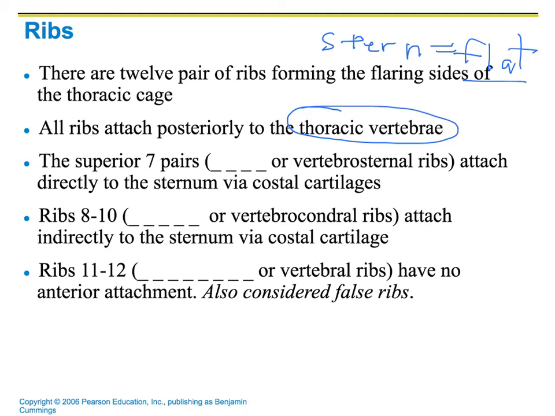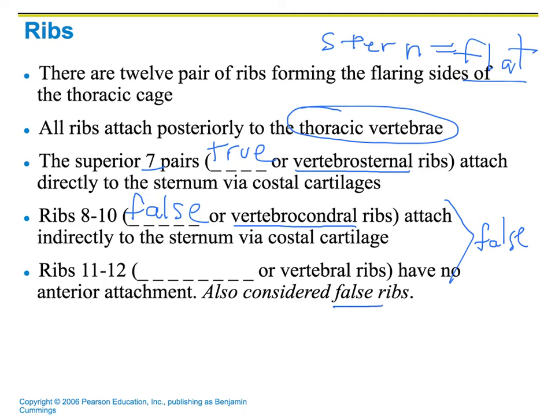We discussed some of the technical comparisons here of the ribs. The first 7 are referred to as the true ribs, or the technical word vertebrosternal, which you should know. 8 through 12 are false ribs. 8, 9, and 10 are vertebrochondral, which have a shared cartilage which attaches to the sternum. 11 and 12 are false ribs, but they are not vertebrochondral.